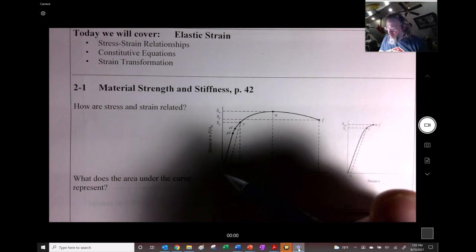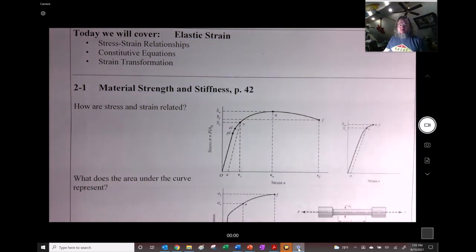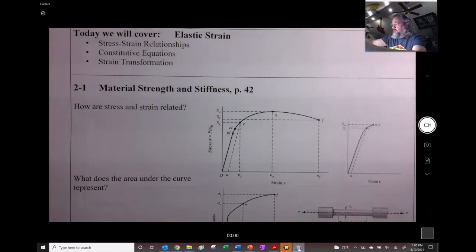The simplest answer, though, maybe for how stress and strain are related, could probably just focus in on this one part of this graph. That part where it's a nice straight line that's taking place.